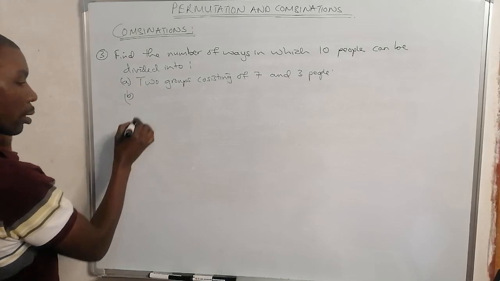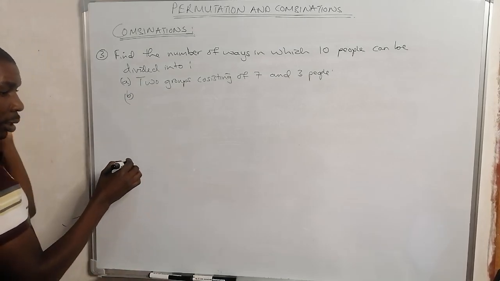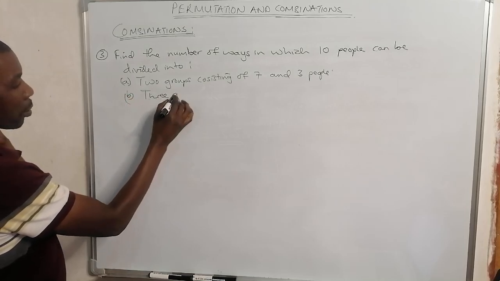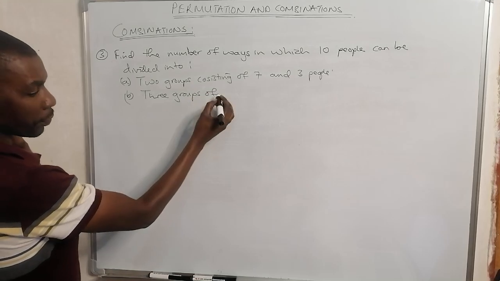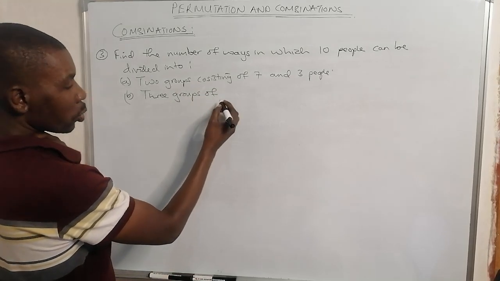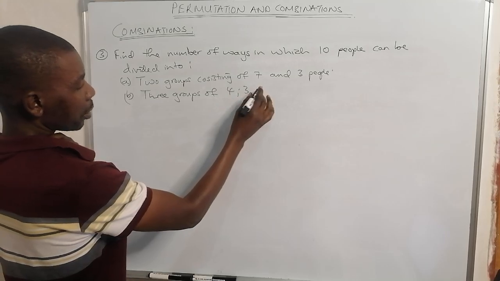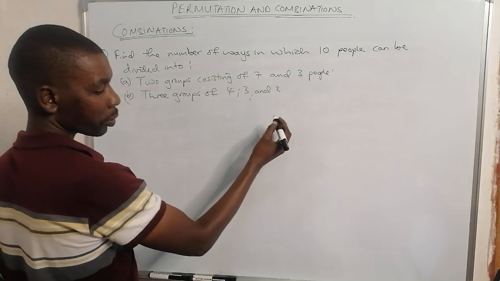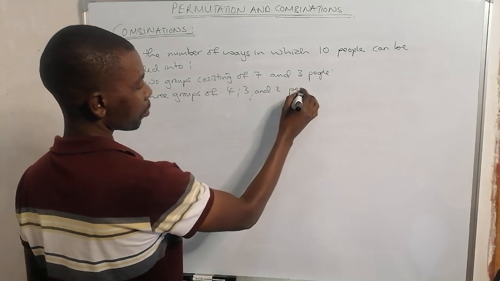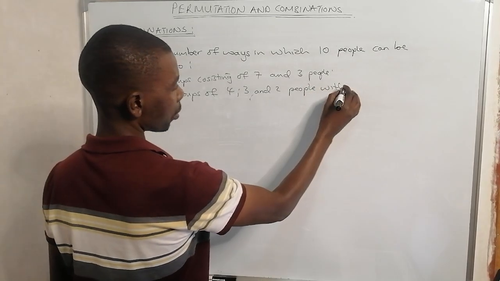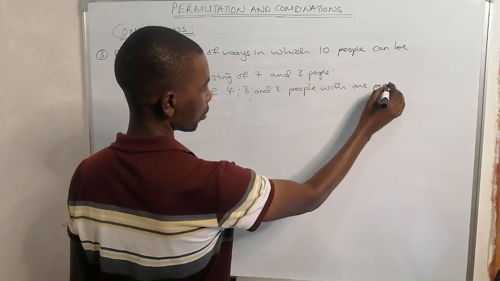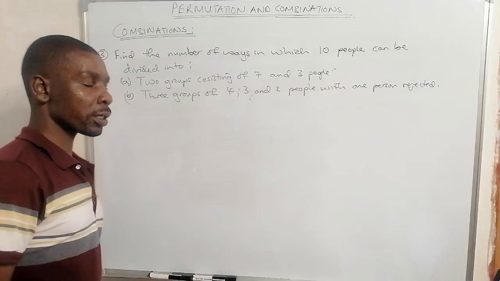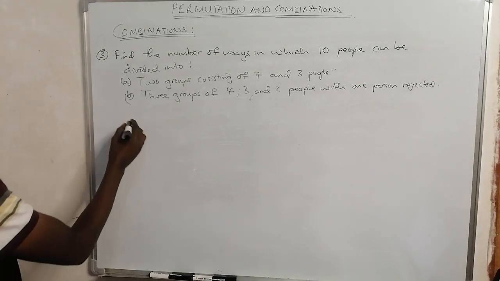Then B, 3 groups of 4, 3, and 2 people, with 1 person rejected. So that was the question, and it had 6 marks.